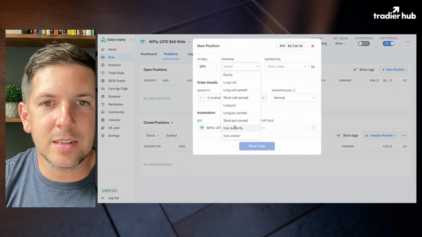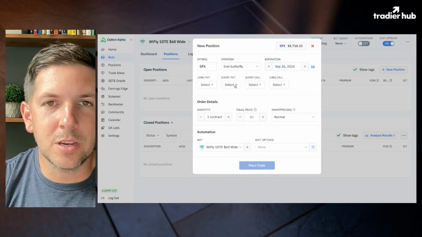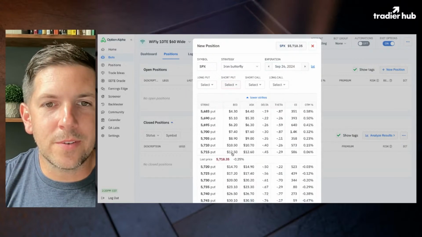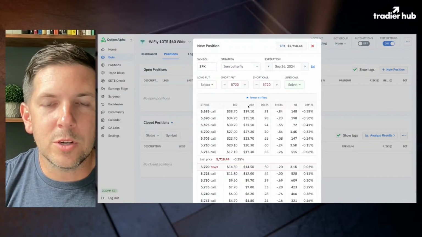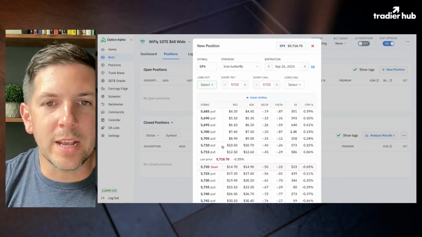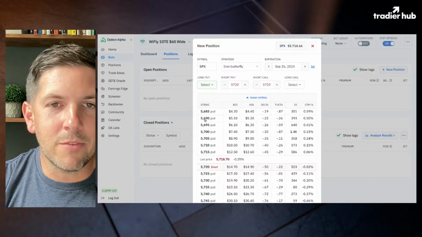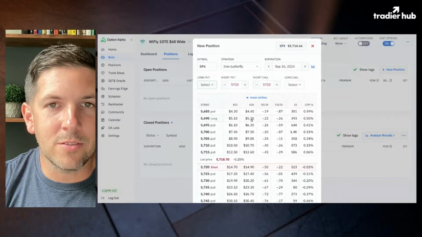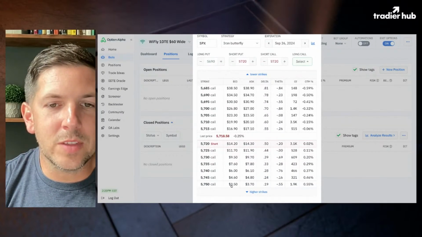We'll say SPX. We'll go to iron butterfly and we'll select 1 day to expiration. Now we'll set the short strikes first. These are going to be closest to where the stock is trading. So we'll do 57.20, which is here. And then on the long wings, this is where we're going to go out about $30. So you're going to go down to about 56.90. That's $30 out from the short strike. And then on the top side, you're going to go up to 57.50.